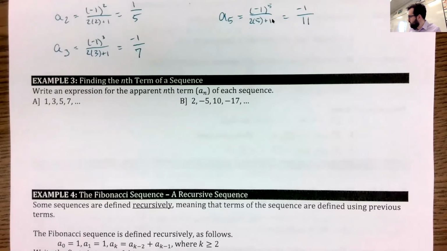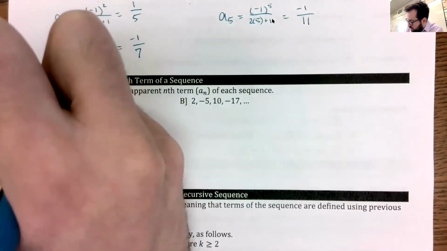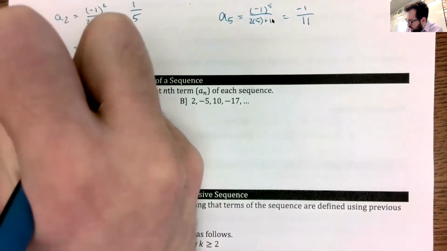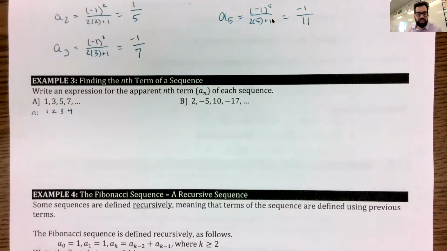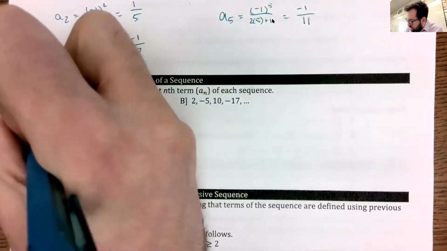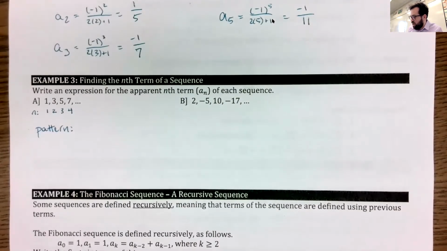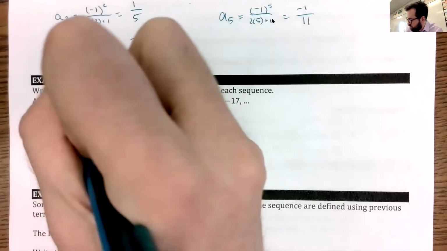1, 3, 5, 7. So I'm going to think of the term numbers and how we can use that to get each answer. We need to come up with an equation sort of that matches this. So first I'm just going to write out what is the pattern that I see. And pretty easy to tell. This is just a series of odd numbers. The pattern is that the terms increase by 2.